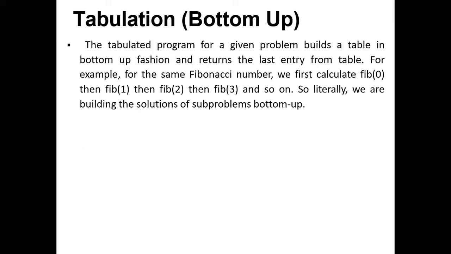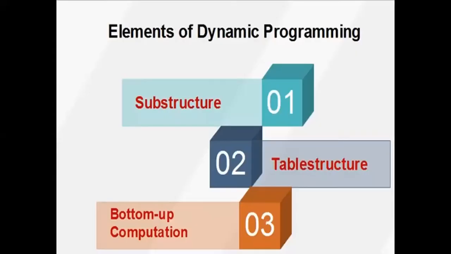Next is the tabulated form. The tabulated form is built in a bottom-up fashion and returns the last entry from the table. Whenever we get the last entry from the table, that is called the tabulation method. So the elements of dynamic programming are substructure, table structure, and bottom-up computation.